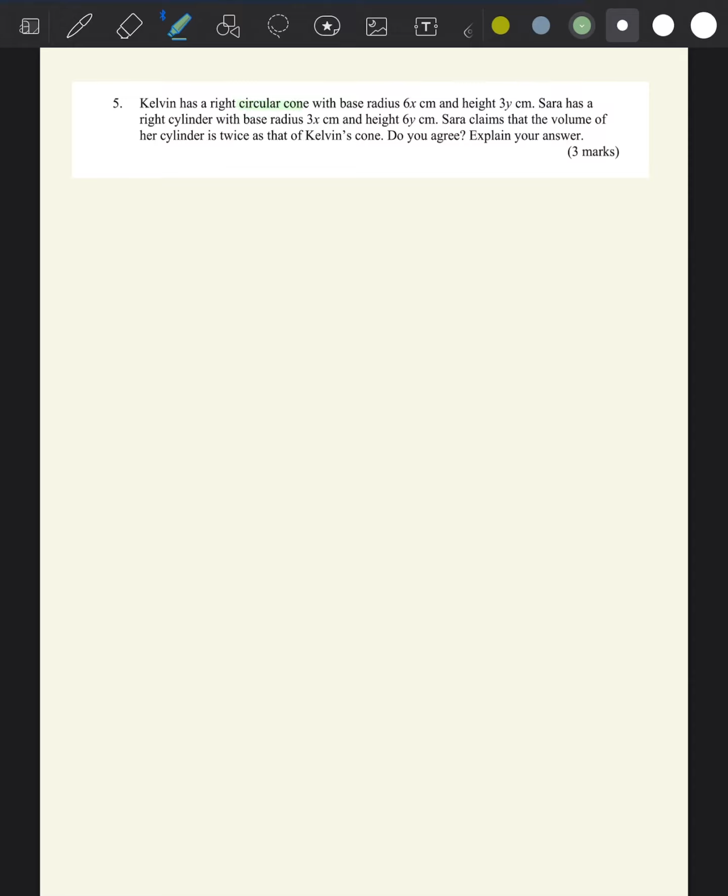So highlight the information you have. Circular cone for Kelvin and base radius 6x and height 3y. And then you have this Sarah here. Sarah is not having a cone, but she has a right cylinder, base radius 3x and height 6y. And then she claims that the volume of her cylinder is twice that of Kelvin's cone. So do you agree and explain your answer?